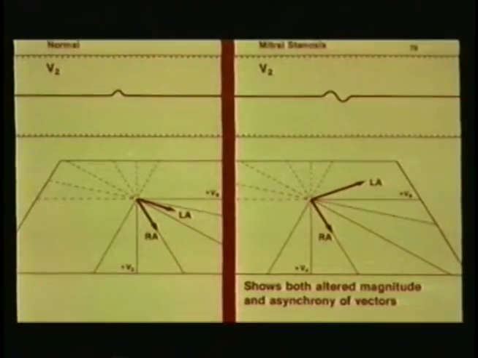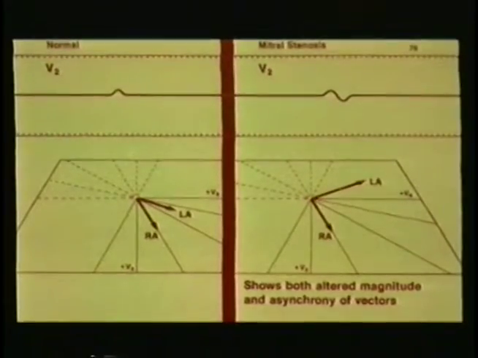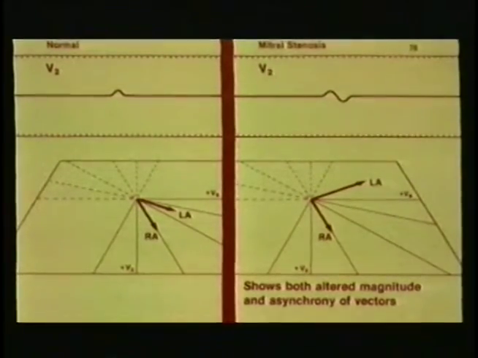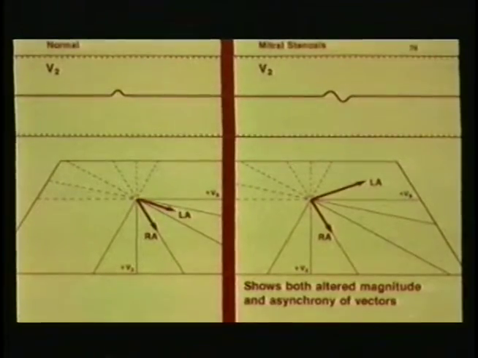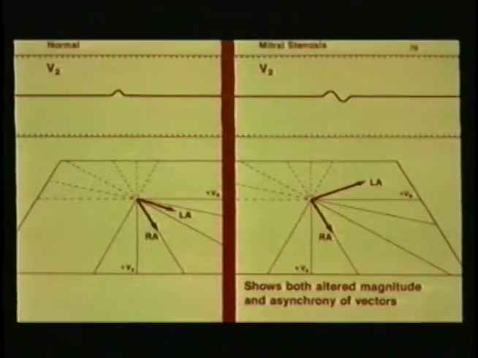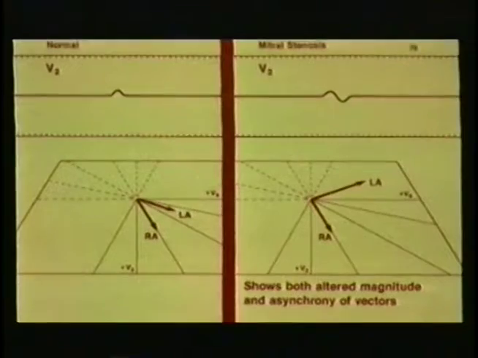76. The posterior deviation of left atrial forces in mitral stenosis results in a terminal negative P wave inscription in V2. This alteration is due to both altered magnitude and asynchrony of vectors. Mitral stenosis increases left atrial forces and swings the vector posteriorly due to hypertrophy of the left atrium. Also, impaired conduction between the right and left atria causes asynchrony of the atrial vectorial forces, unmasking the left atrial activation.